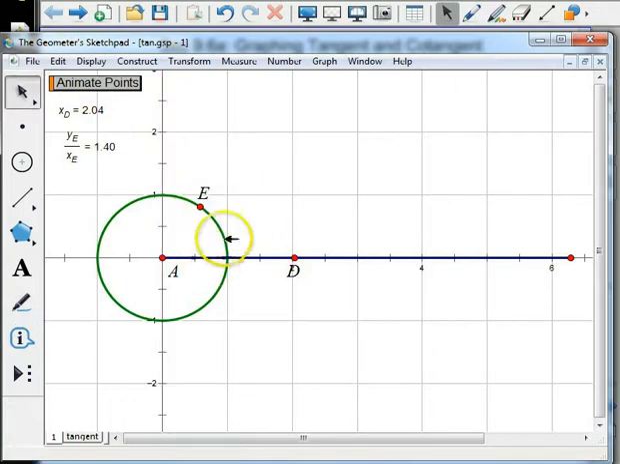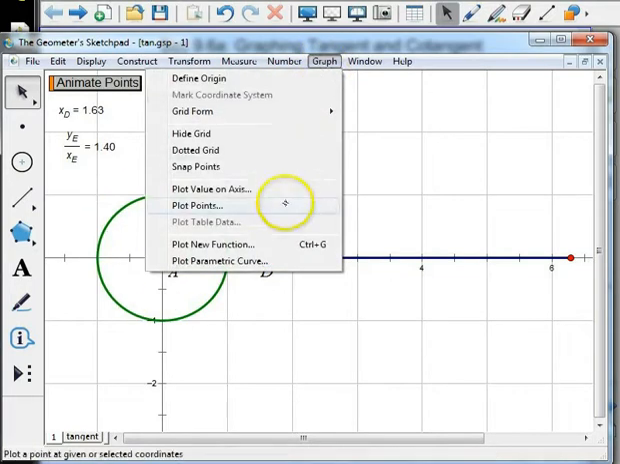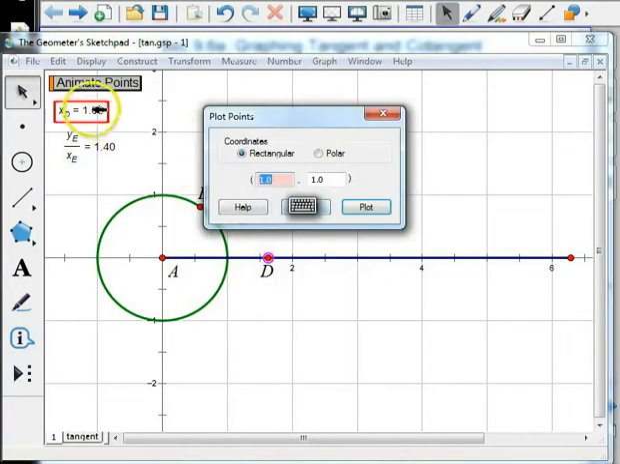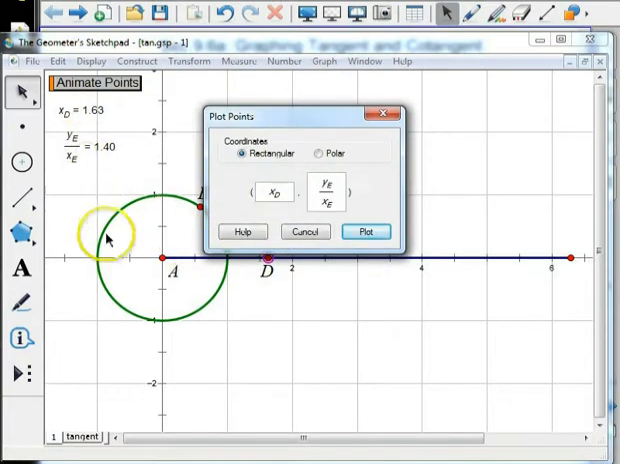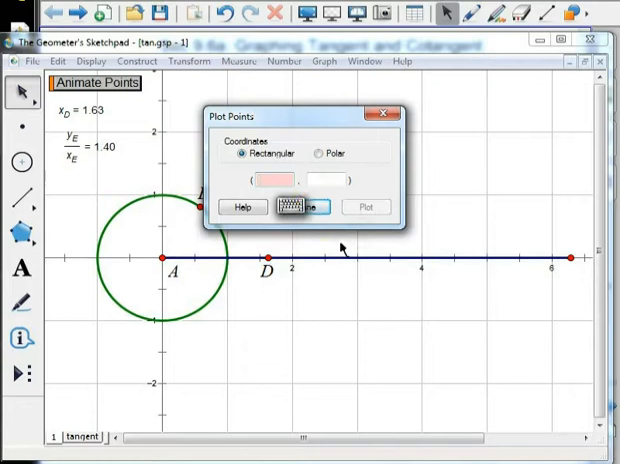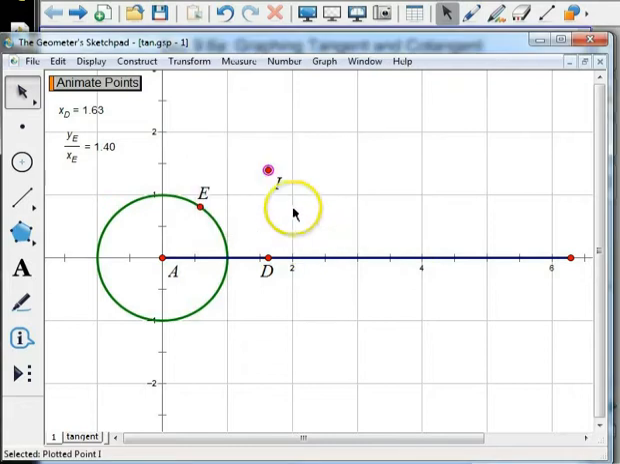So what we're going to do is plot a point whose x-coordinate matches D and whose y-coordinate is this tangent ratio. In other words, the value of the tangent of the angle formed by the radius AE as it goes around the circle. So I'm going to go to Graph, Plot Points. My x-coordinate is going to match D's x-coordinate, and my y-coordinate is going to be the tangent ratio. I plot it, and there it is.